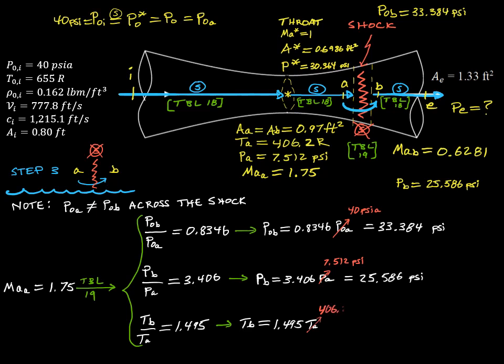We know that our static temperature at state A, which we calculated a minute ago, was about 406.2 Rankine. So 50% more than that gives us about 607.3 Rankine. And so that's where we can see the effects of the shock. The static temperature goes up. We went from 406 Rankine to 607 Rankine.